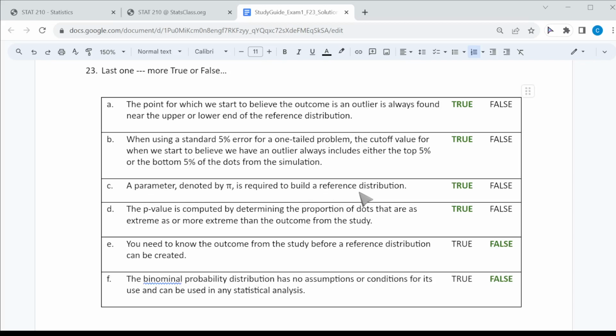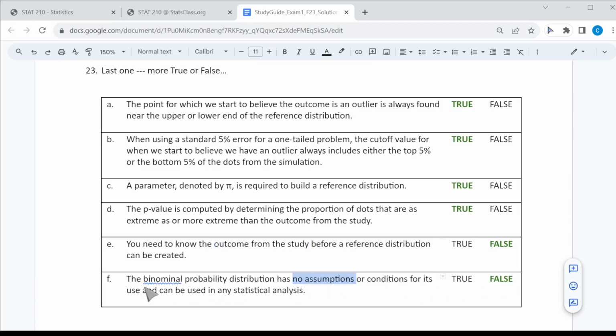A parameter is required to build a reference distribution. Yep, 100%. We need that pi value. That's what goes into the app, or if we're using the binomial formulas inside JMP, then I need that value. The p-value is computed by determining the portion of dots that are as extreme or more extreme. Yep, that's just the definition of the p-value coming through on that true-false. We need to know the study outcome before building a reference distribution. Hopefully it makes sense to everybody that that's false, because the study value is my sanitizer value, and that is not used when building a reference distribution for testing. We do use it for building a reference distribution for the margin of error calculations, but in general we do not.